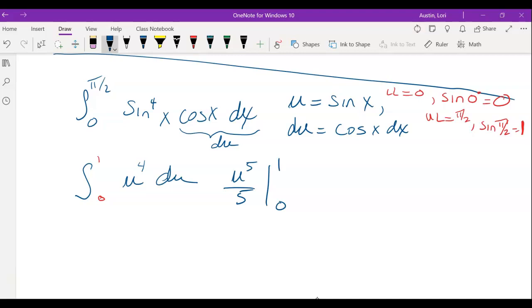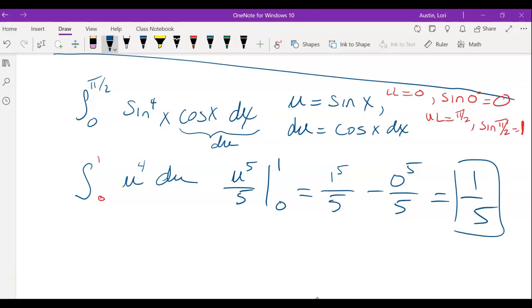Just 0 to 1. Look how easy this problem just became. So it's 1 to the 5th over 5 minus 0 to the 5th over 5. Answer is 1/5. Done.